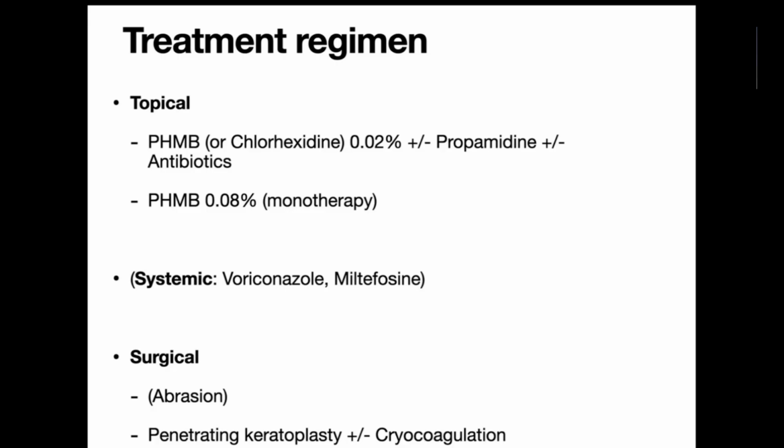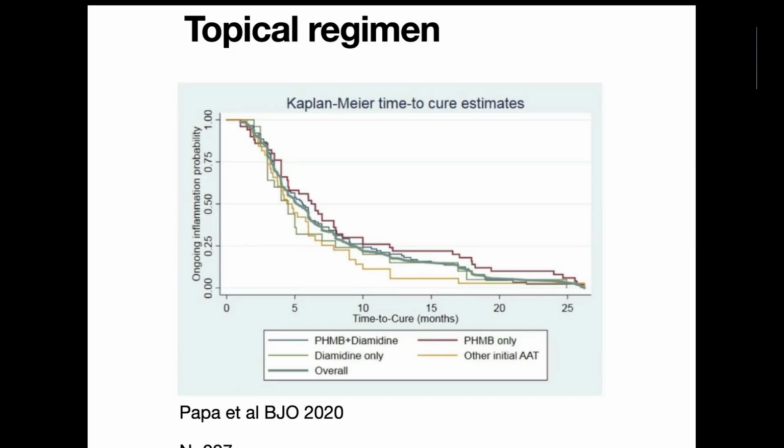And there's also the option of having systemic treatment with voriconazole or miltefosine, not used commonly, but we find it in the literature. And we also talked about the surgical approach, which I will detail in the next slides. The mainstay is, of course, the penetrating keratoplasty that can be combined with intraoperative cryocoagulation to reduce the infection load in the host rim.